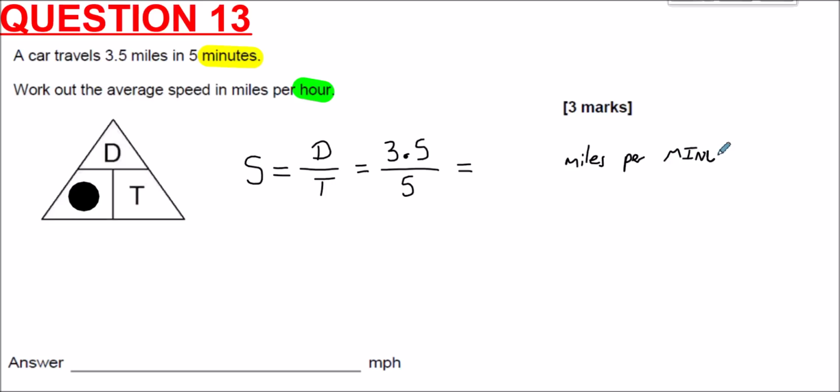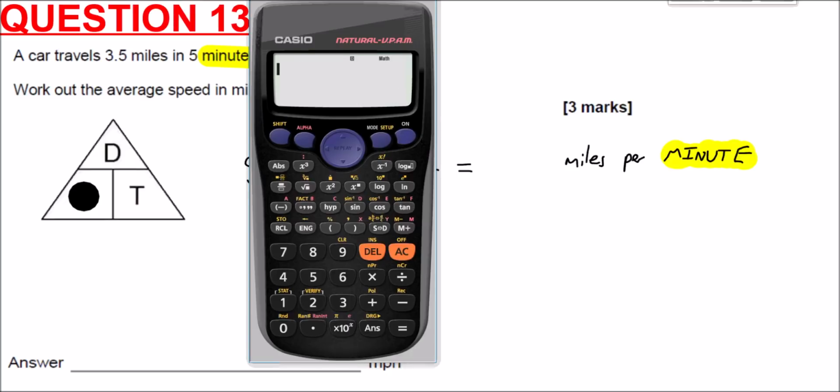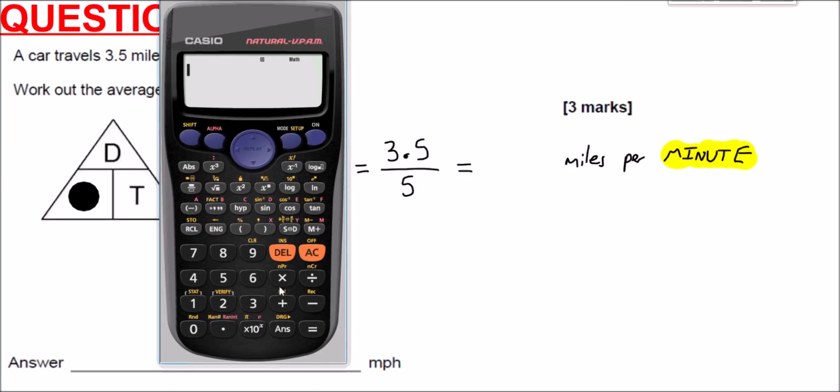So whatever we work out is how many miles this car is travelling every single minute. Not hours, but minutes. So let's just work it out, shall we? So 3.5 divided by 5. Let's do this. 3.5 divided by 5, or 3.5 over 5. Should get 7/10, or 0.7.